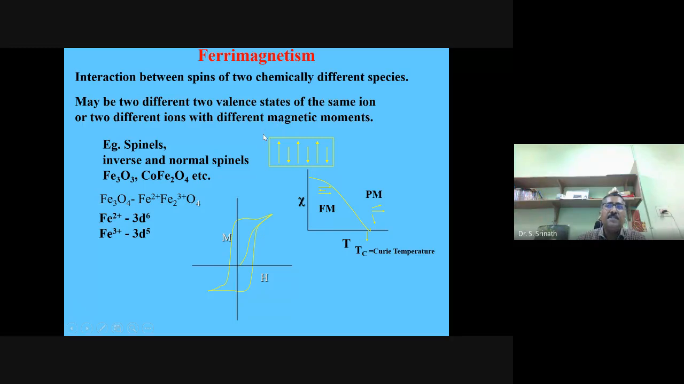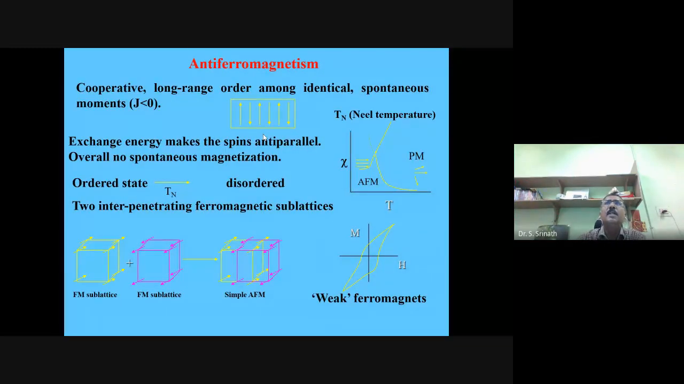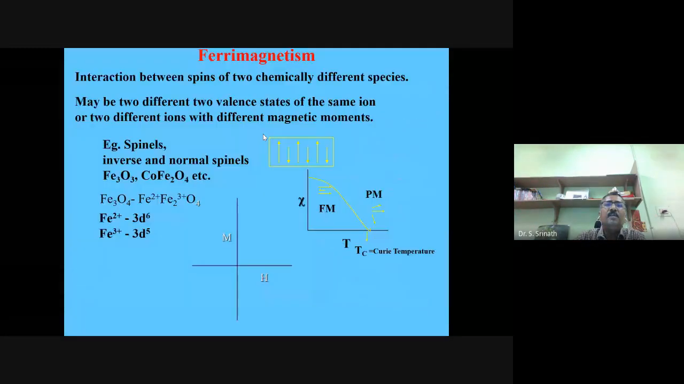And antiferromagnets, because they do not have a net magnetization, are not much useful per se, that means independently. I didn't give you examples for antiferromagnets. Antiferromagnets are like cobalt oxide, nickel oxide, iron oxide: FeO, NiO, CoO. Most of these materials are antiferromagnets. In these cases, only one valency state is responsible for magnetism, so the magnitude of spin at different sites is equal and opposite. Because of that, there is no net magnetization.